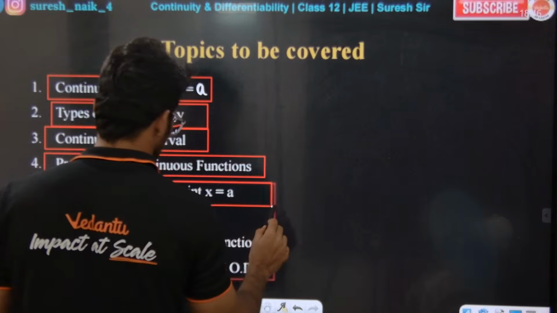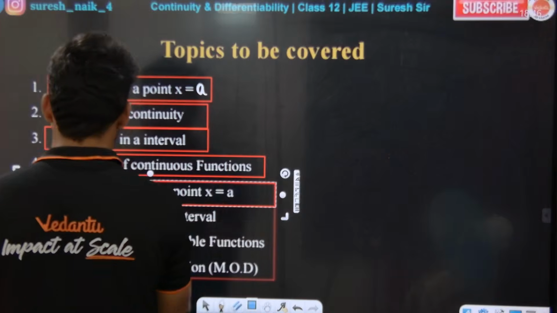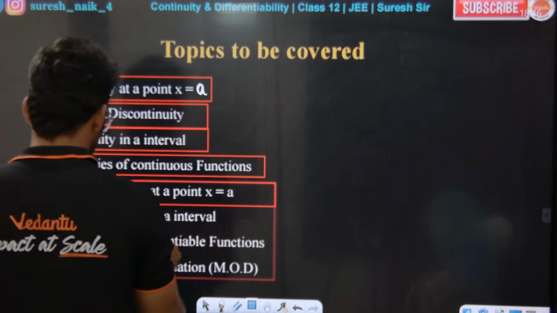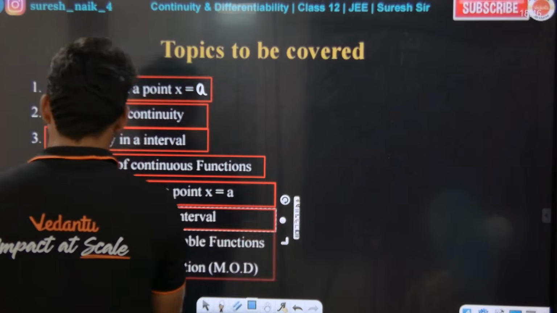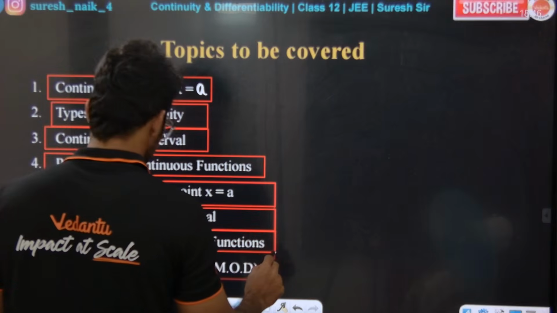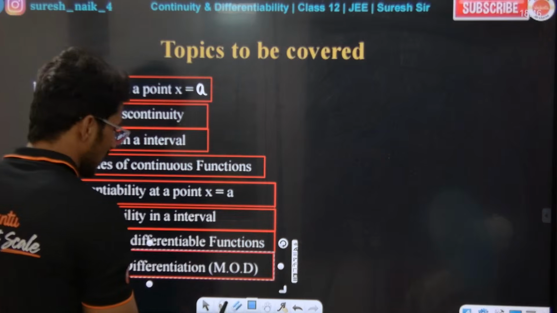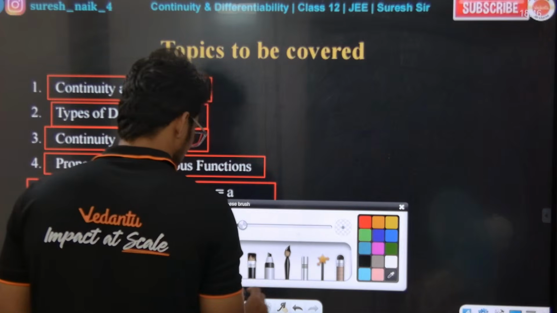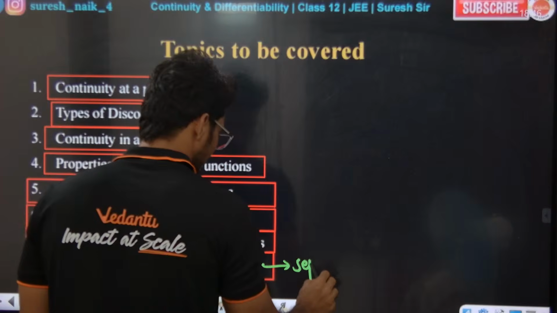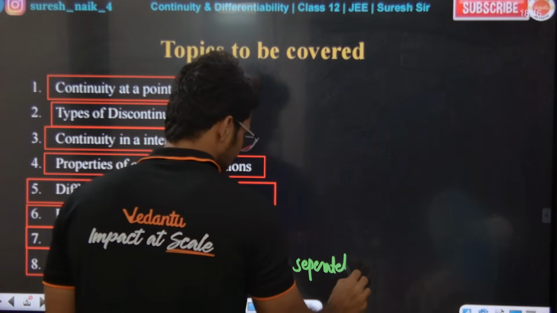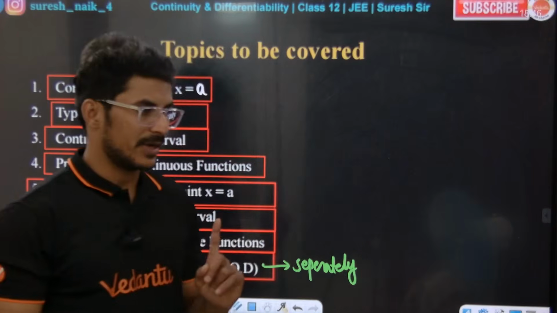Like differentiability at a point x is equal to a. Are you getting the point? Next part, differentiability in an interval. Now properties of differentiable functions, and then last, methods of differentiation. Sir, methods of differentiation I'll try to do separately, one part separately.